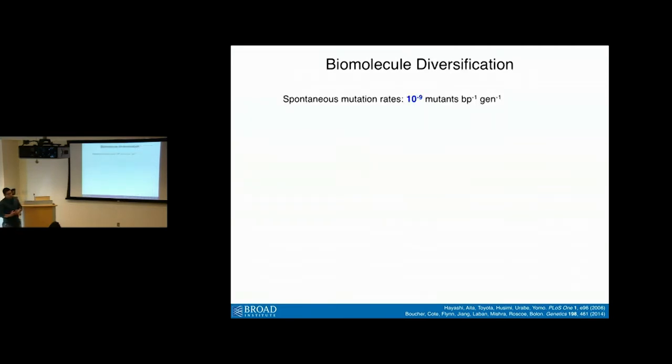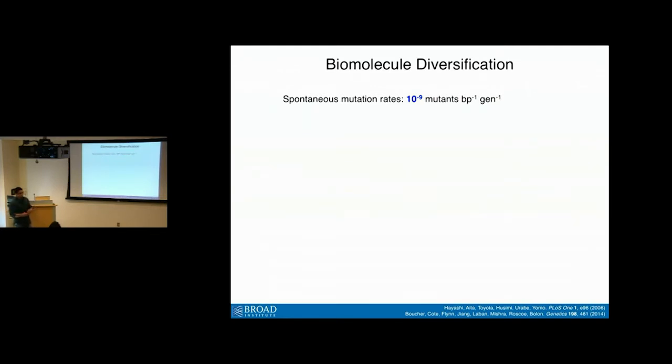The first one, the diversification step, is actually relatively problematic in that mutations are the drivers of Darwinian evolution, and it's how all of us in this room have come to exist today. But mutation rates that occur naturally, spontaneous mutation rates, are very, very low. So on the order of 10 to the minus 9 or 10 to the minus 10 mutants per base pair per generation. So it's a very small number.